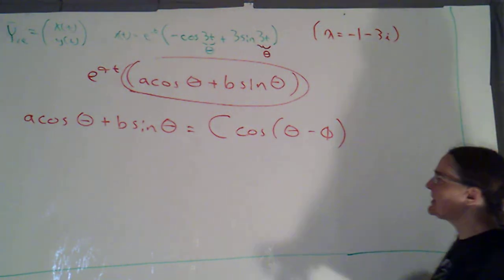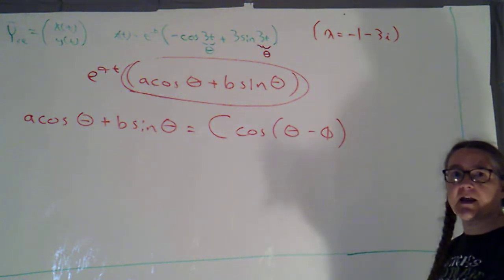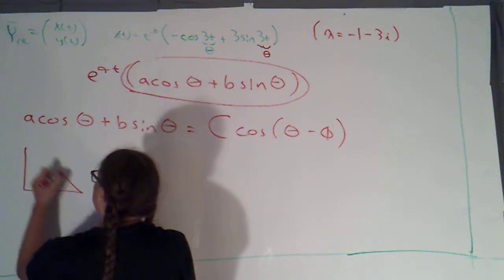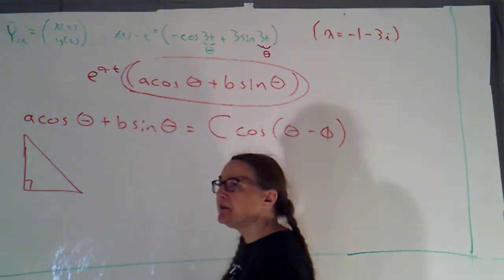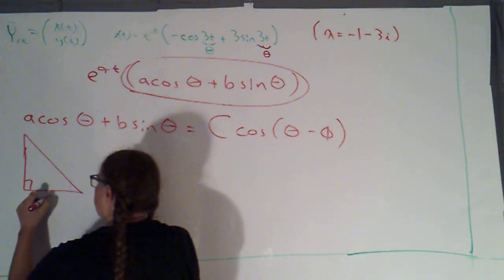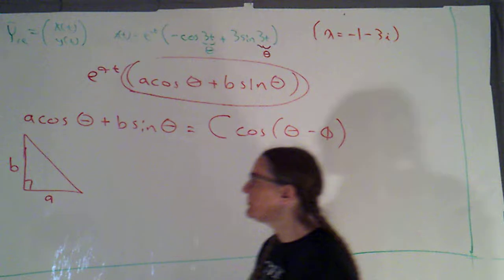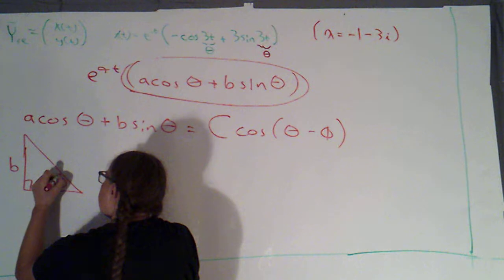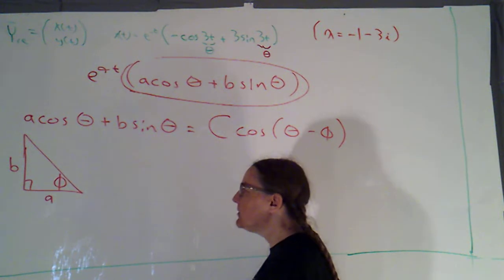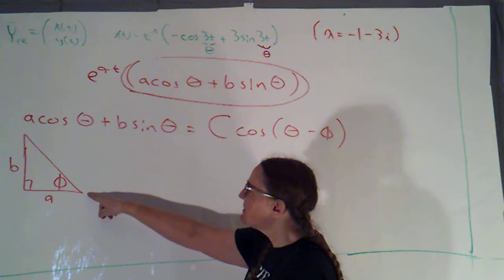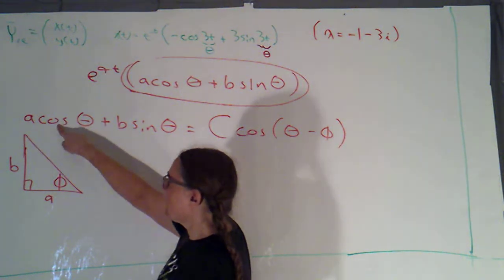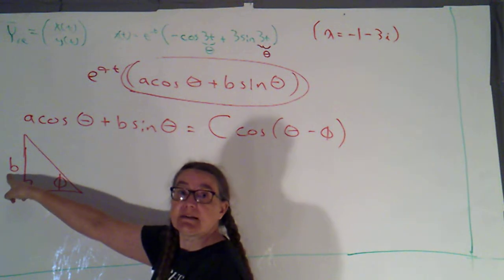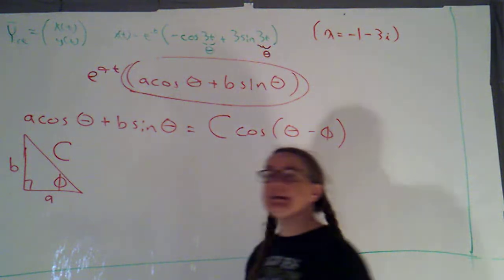Okay. But our task right now is how do we figure out what this c and what this phi are? Well, there's a nifty mnemonic triangle for figuring that out. Now this is going to be a symbolic triangle, because what I'm going to do is put a and b as the legs of the triangle here. I'm going to put phi here as one of these angles. Okay. Now notice that a goes with cosine, so I've made that the adjacent side. B goes with sine, I've made that the opposite side of phi, and then capital C is here.